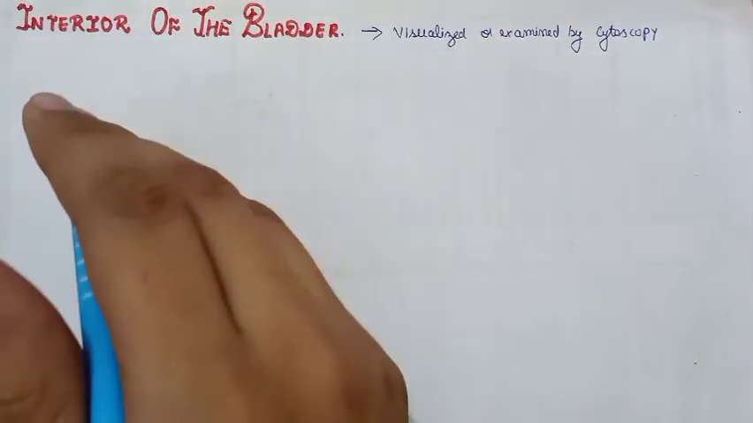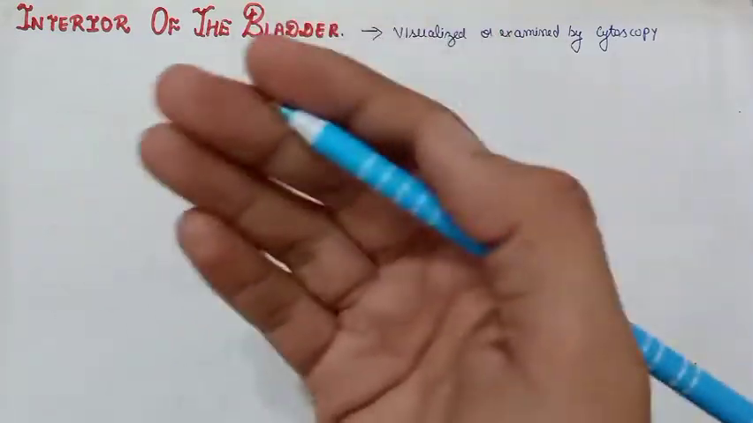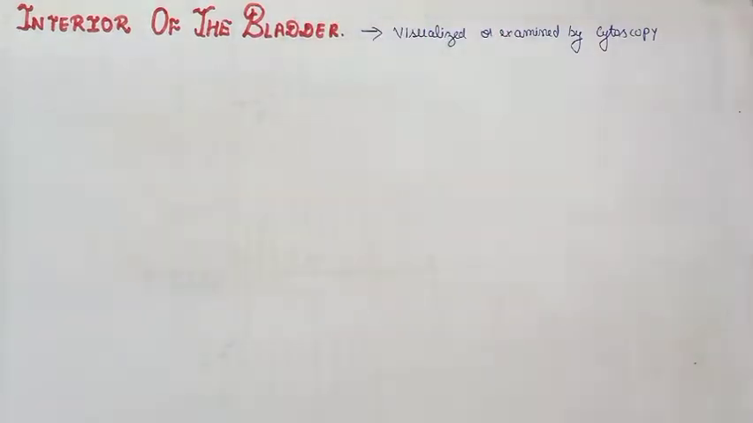As you know, the bladder is a muscular organ. There are several layers of structure forming the muscular coat. They include the serosa and mucosa. Apart from them, we have the connective tissue as well.